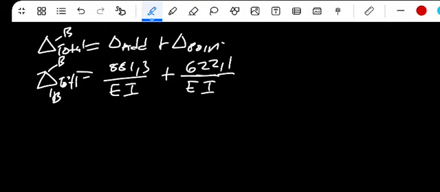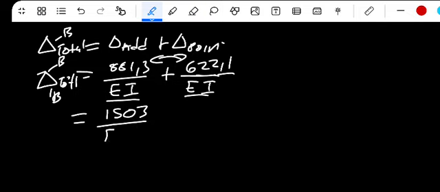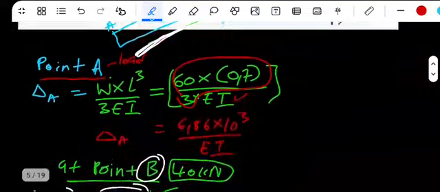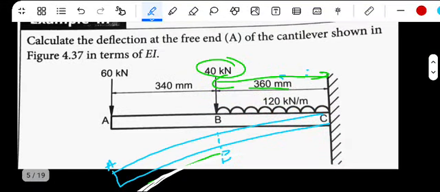So we add. You know maths, the denominator is the same. You add the numerator, you simply just add there. You know maths, isn't it? So we'll have 1503 over EI. So you got this part, the deflection here. We did calculate the deflection here. Also, we have the deflection here. We are done with that deflection.